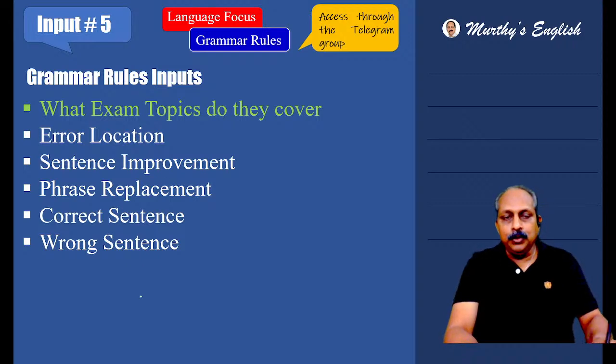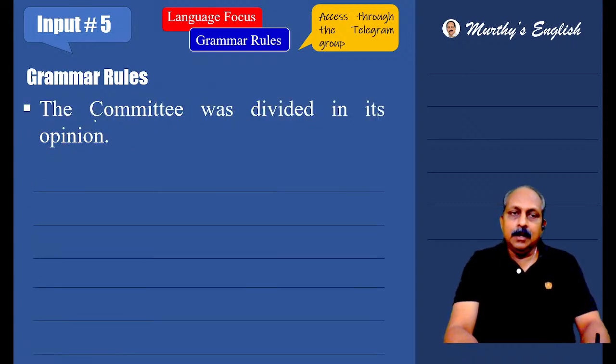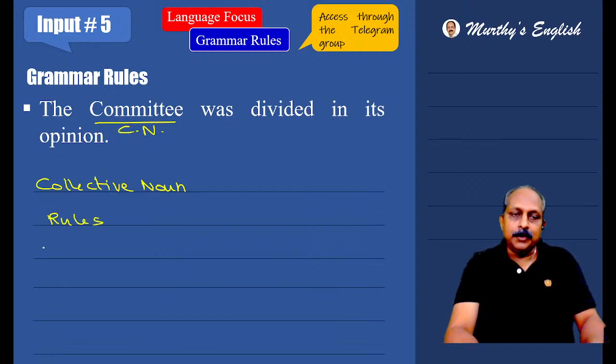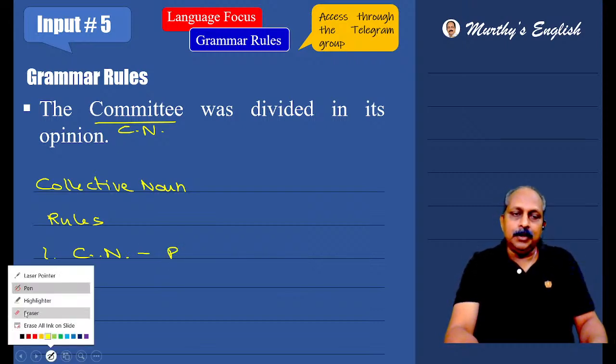Exam top rules. What is the rule for today? Grammar rule. Read the sentence, tell me whether it is right or wrong. The committee was divided in its opinion. Here there is a collective noun. What is that collective noun? Committee. Then rules are there, two rules. What is the first one? Collective nouns take singular verb usually.